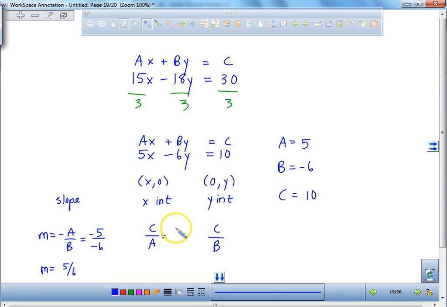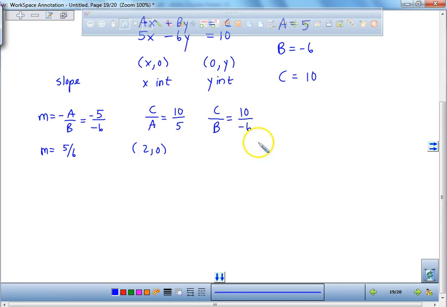C over a. What's my c value? 10. A value? 5. 10 divided by 5 is? The x-intercept is 2, 0. C over b. 10 over negative 6, right? That reduces to negative 5/3 because you can divide both by 2. So my y-intercept is at what? 0, negative 5/3. So what would be my answer in slope-intercept form? The answer in slope-intercept form is 5 over 6x minus 5/3.